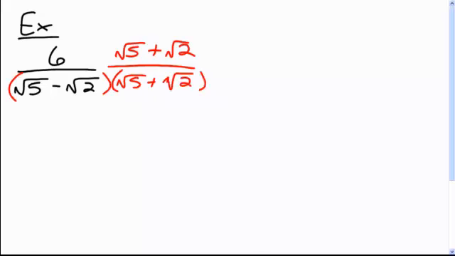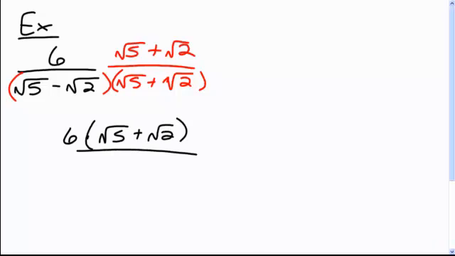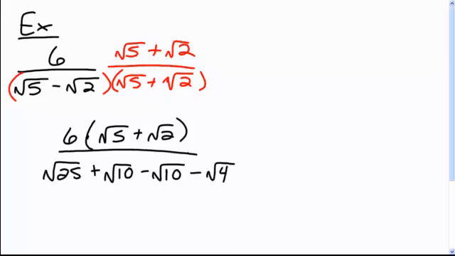Because when I FOIL out my denominator, I need my middle 2 terms to drop out. So on the top, I have 6 times the square root of 5 plus the square root of 2, all over, I'll just show my work, square root of 25 minus, so outside, that's actually going to be a plus, is the square root of 5 times the square root of 2, which is square root of 10. Inside is minus the square root of 5 times the square root of 2, which is minus the square root of 10. And last is a negative. It's a negative times a positive. So it's a negative. Square root of 2 times square root of 2 is the square root of 4.